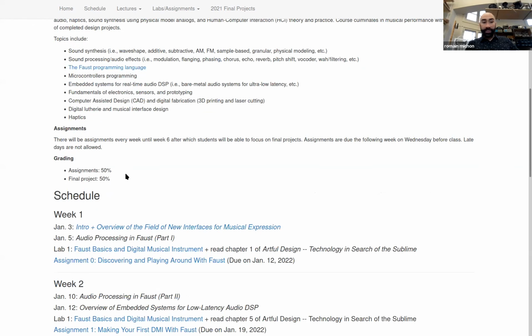Okay, in terms of evaluation, as you can see, there will be assignments every week until week 6, okay? And after week 6, we'll switch to final project mode. So it means you're going to have 6 assignments to do as part of this class, 1 per week. Assignments will count 50% towards the final grade, and the final project 50%.